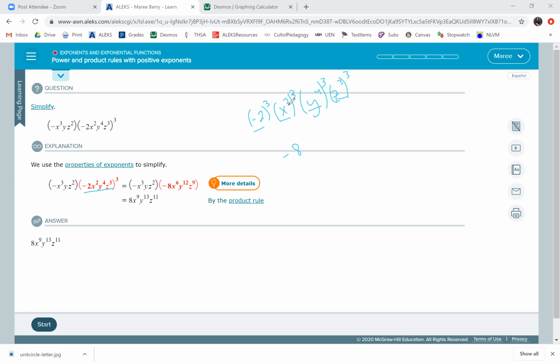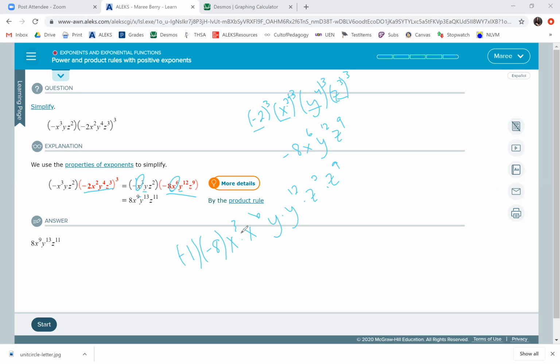And then when you have a power raised to a power, you multiply these two. So you have x to the 6th, y to the 12th, z to the 9th, which is what they have right here. Then you rearrange. So this is actually a -1 times a -8. Then you have x cubed times an x to the 6th. So I'm going to put my x's together, and then my y's together, y times y to the 12th, and then the z's together.